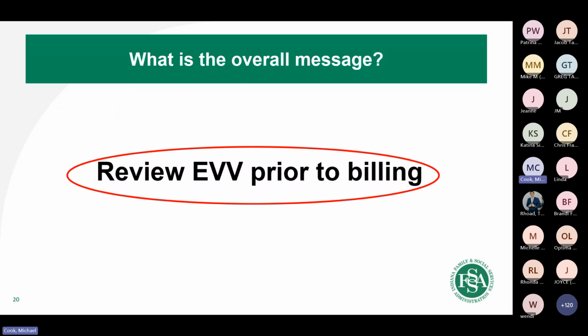So what's our overall message with all of those key tips? You want to review your EVV activity prior to billing, and that is especially crucial now as we are enforcing this requirement.